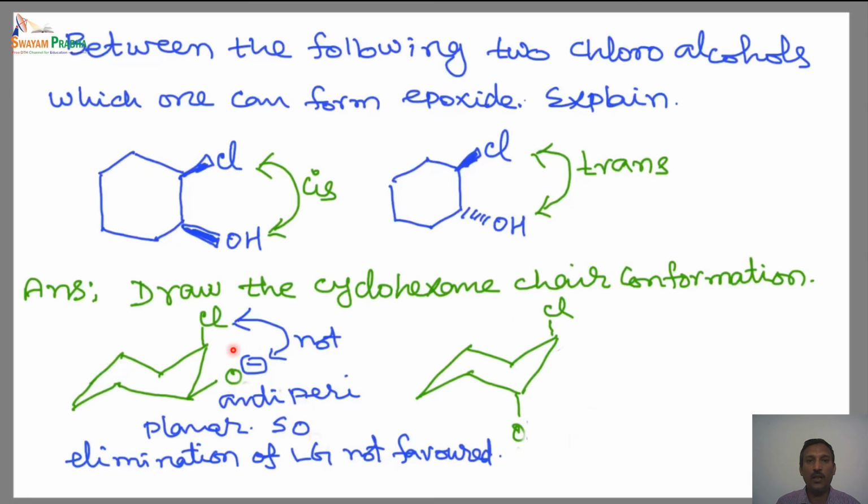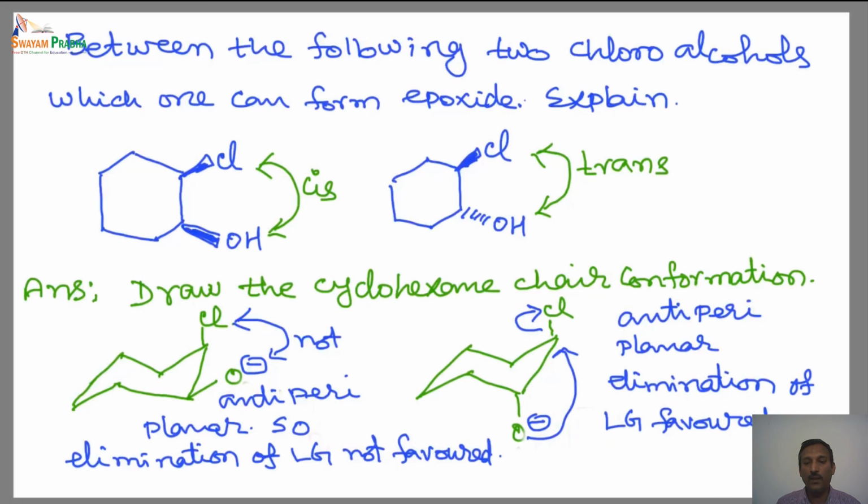Because for this particular elimination to occur, an anti-periplanar arrangement is required. Since the O- and the chlorine are not in the anti-periplanar arrangement, the elimination of the leaving group is not favored in this arrangement. Whereas if we look at this other arrangement, these two are favored because they are in the anti-periplanar arrangement. So this elimination does occur. Here the elimination of the leaving group is favored. So this trans isomer gives the epoxide and the cis isomer does not give the epoxide.